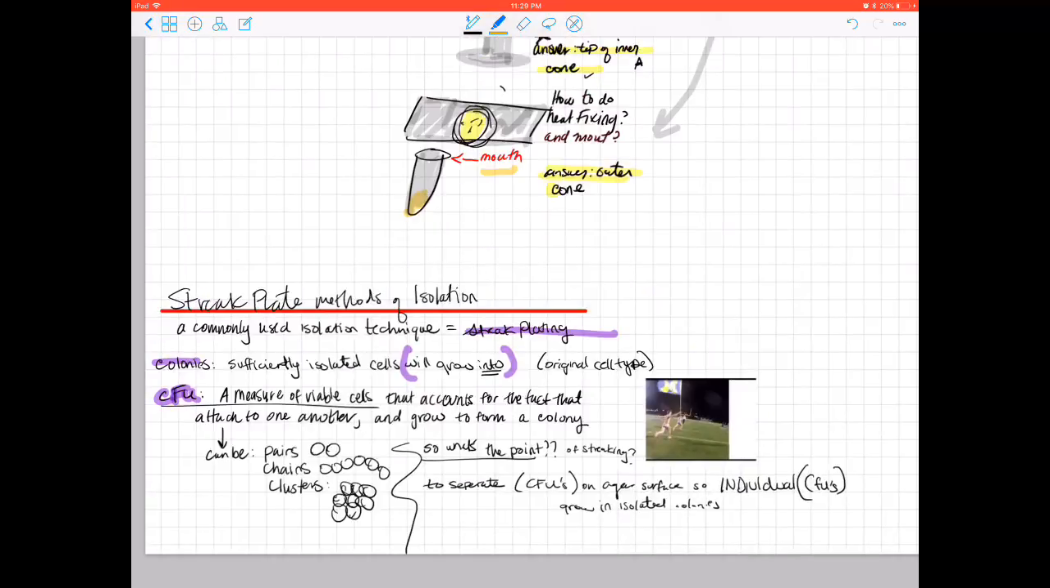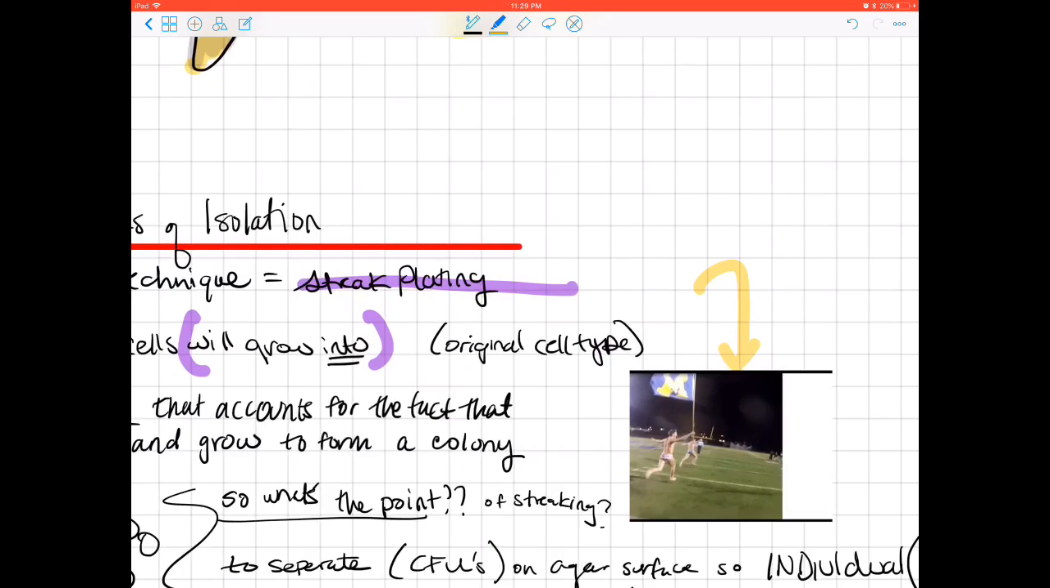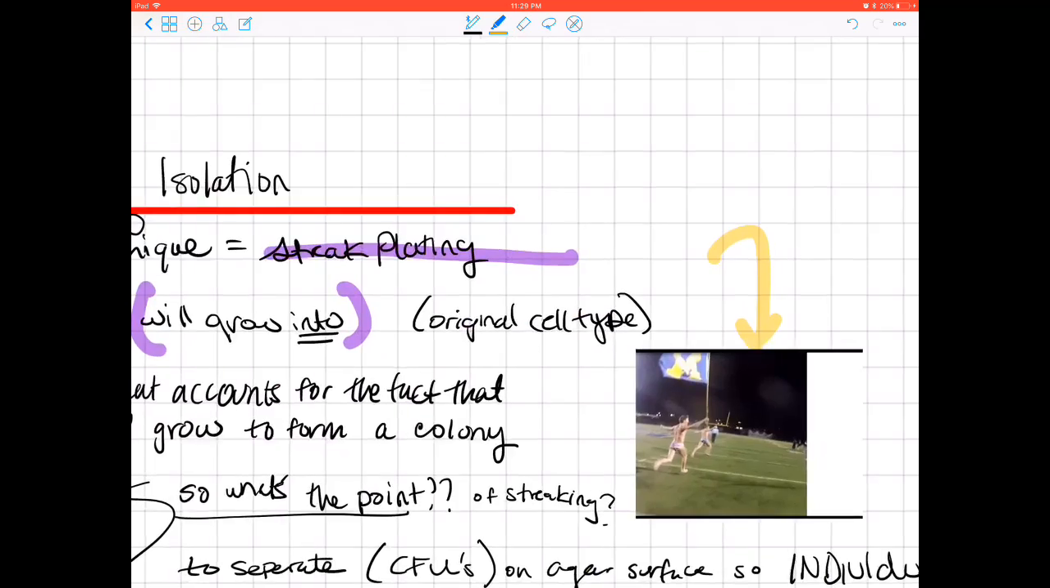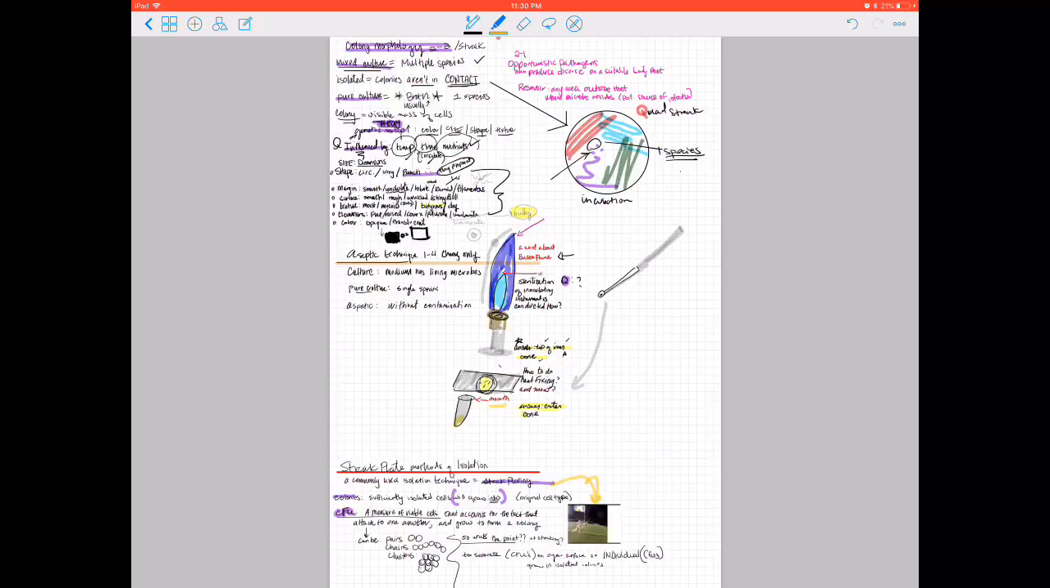Boom! On to streak plating. I hope you enjoy this. This was easy, because it's streak plating. Do the quad streaking, right? And the whole point of doing this is to try and obtain the original cell type, just the one species. Because if you have more than one, then it's going to be really difficult to identify what kind of organism you have. And when it comes to a medical implication, that's going to be huge.